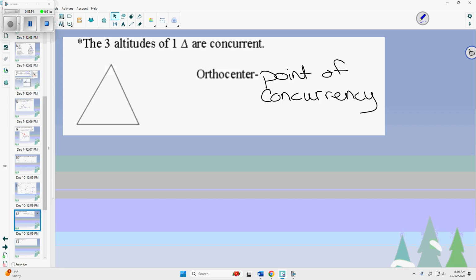For an altitude, the only mark I'll need to see is the right angle. So when I look at this first vertex up here at the top, I just have to be able to go straight and make a right angle. I have to be able to do that from the other two vertices as well. If I go from my bottom left, I'm not going up towards the center, I'm going across to make a right angle. And then I also have to do that from the bottom right, across to make a right angle. This point where they meet is the orthocenter.